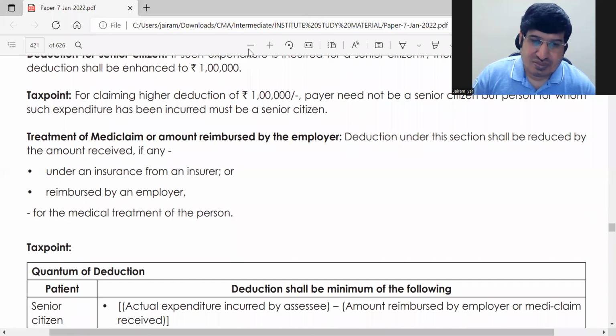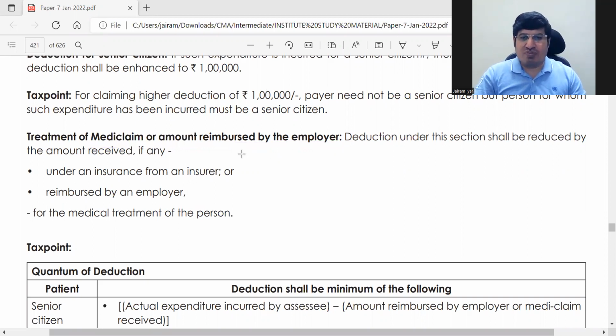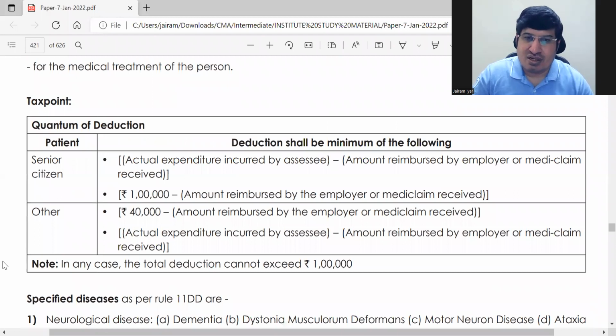Or treatment of mediclaim or amount reimbursed by the employer. So here, if you have received some amount for this treatment for which we are claiming deduction, either from an insurance policy or from the employer, that will be reduced from your limit. So how that is done, I will show you. Here see how you will deduct it if you are getting any amount back, from an insurer or from an employer.